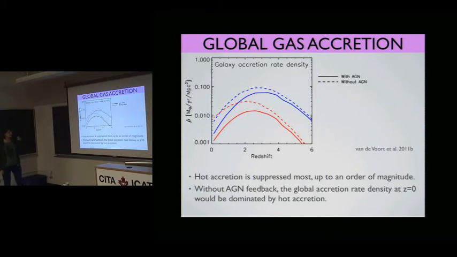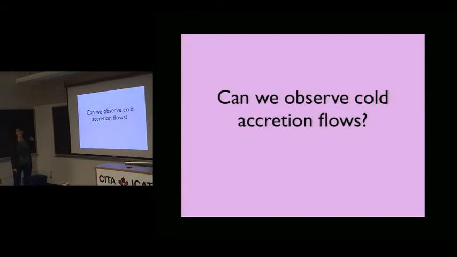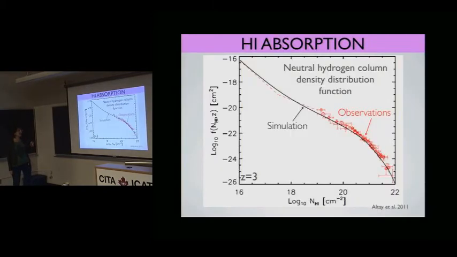But can we, oh, I have some arrows to show the difference. Can we now observe these things, or is this just a fun exercise for a PhD student to do? I think yes, we can, and we have. I've worked with Gabriel Altay, who is in Durham at the ICC, because he has post-processed our simulations with radiative transfer to match the neutral hydrogen column density distribution function.